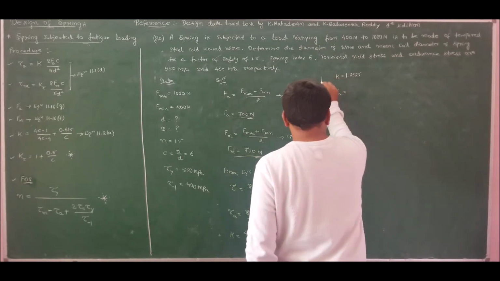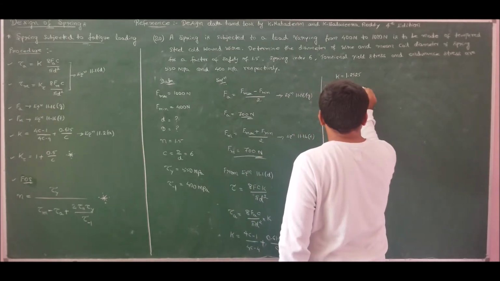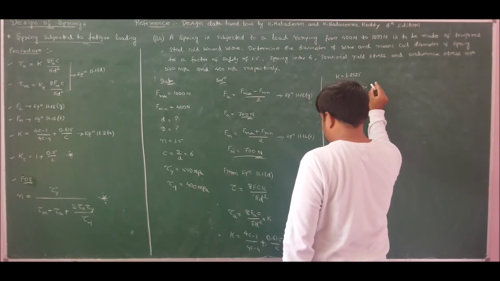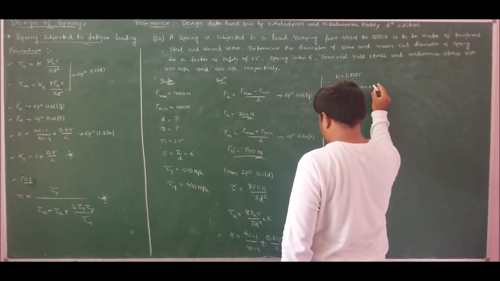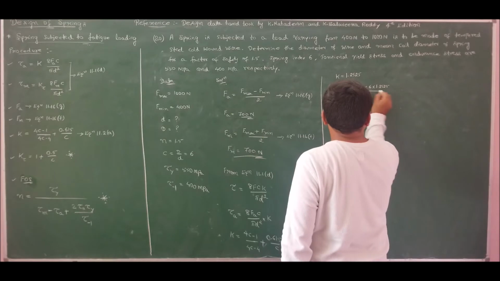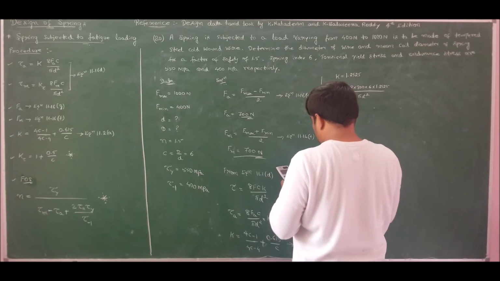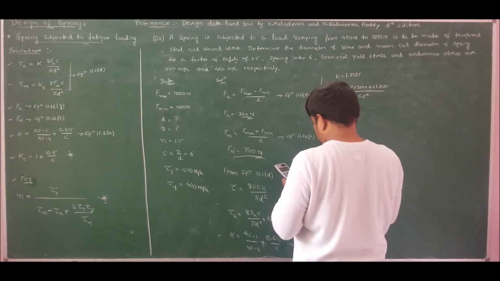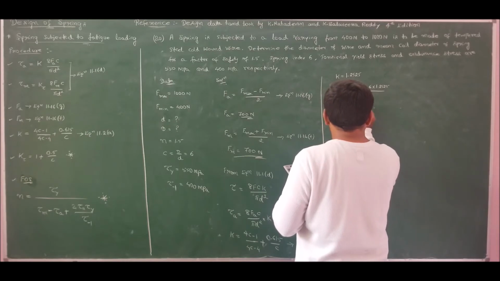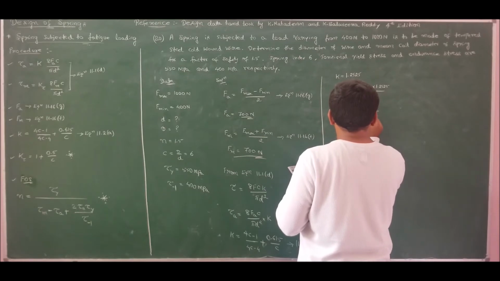Therefore tau amplitude will become 8 into 300 into C is 6 into K is 1.2525 divided by pi d square. So tau amplitude will be 8 into 300 into 6 into 1.2525 divided by pi, which is 5741.037 by d square.